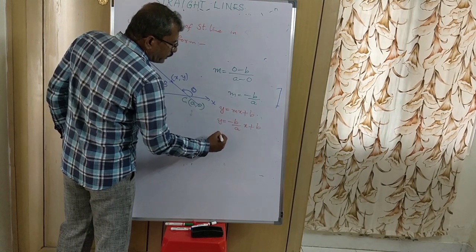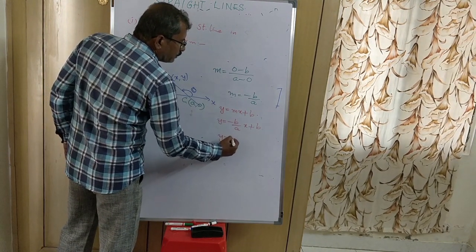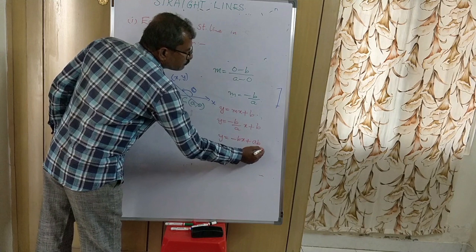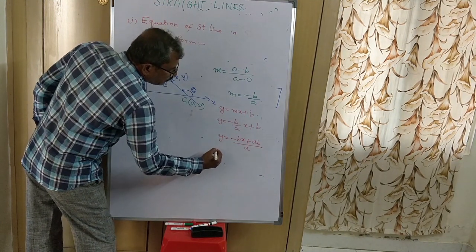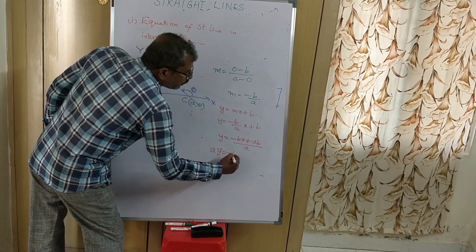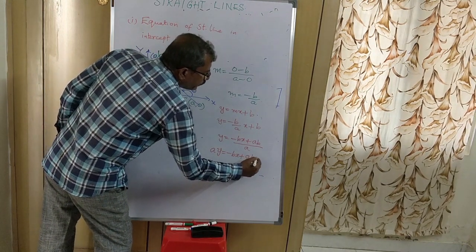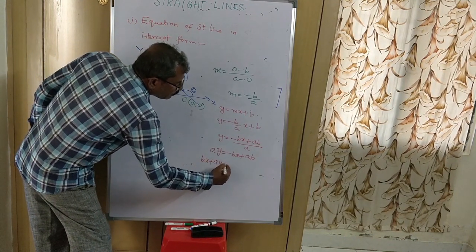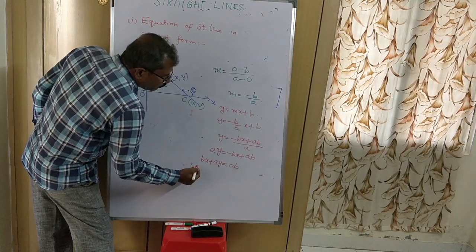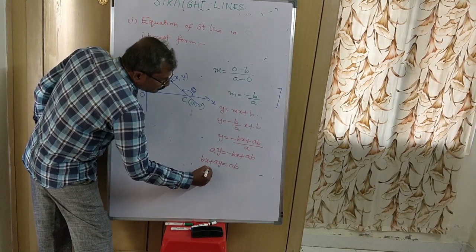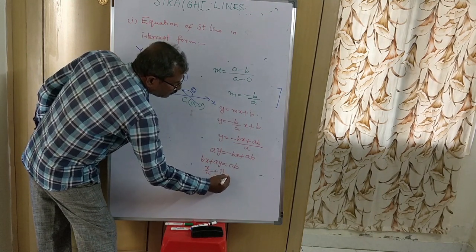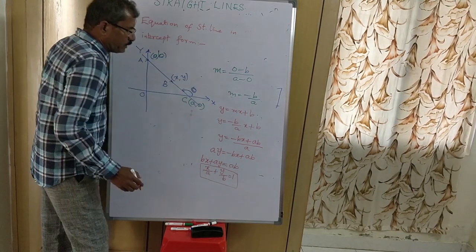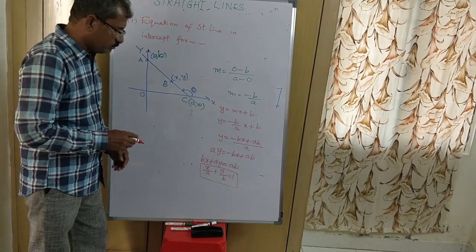Now this y is equal to minus bx plus ab by a, so ay is equal to minus bx plus ab. This came to this side: bx plus ay is equal to ab. Divide the whole equation by ab. Then this is x by a plus y by b is equal to 1, which gives us the intercept form of the straight line.